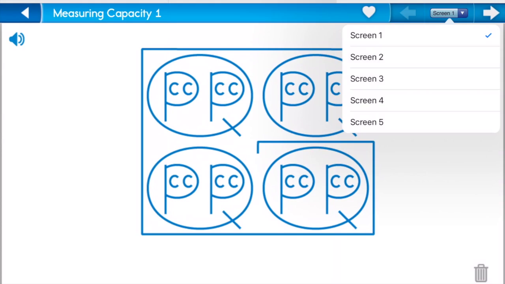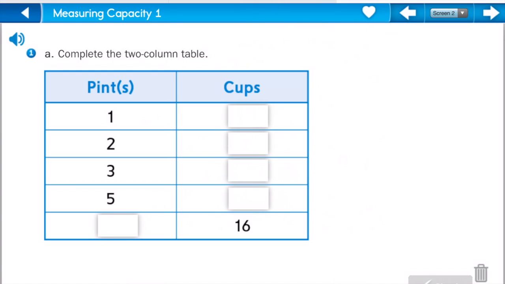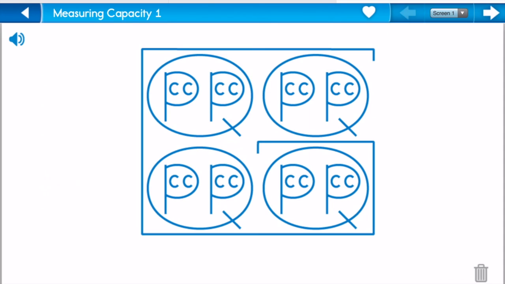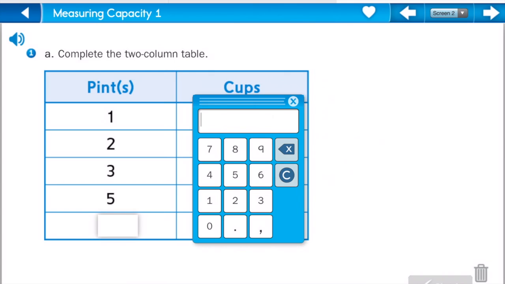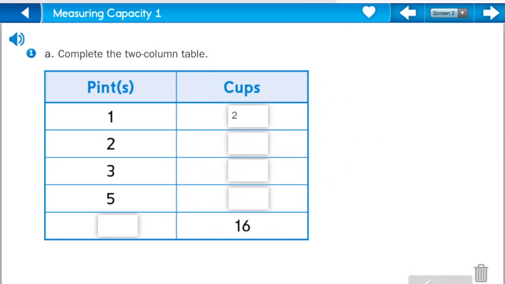So now we're going to answer some questions about this. So if I go here, 1 pint, how many cups did that equal? So we can go back and look. I'm going to look here. 1 pint, and there are two inside of it. So I can go back to screen 2. Put 2 cups. Okay. So we know that 1 pint equals 2 cups. So we're going to complete this table.